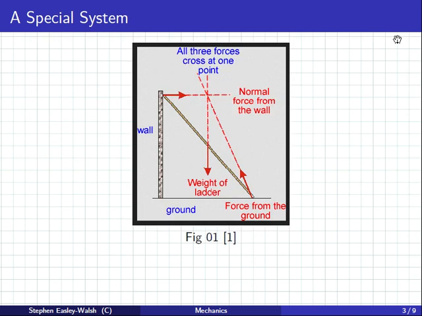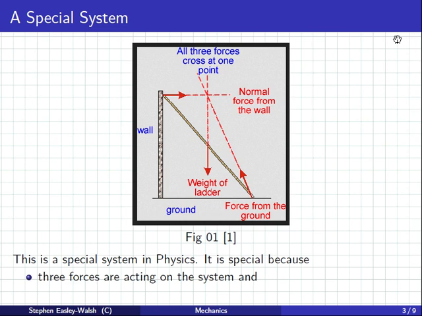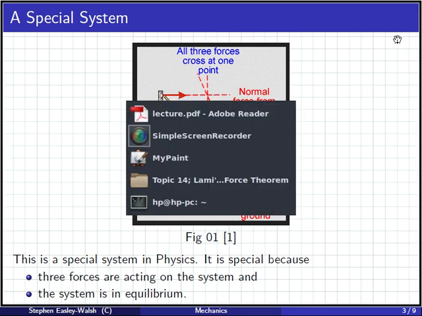Now, this is a special system in physics. It's special because there are three forces acting on it and the system is in equilibrium. There was an example I didn't do last week from the cantilever lesson, which I'm going to do now because it's relevant to this. It's the example of the ladder against the wall. So what I'll do, I'll make one up.